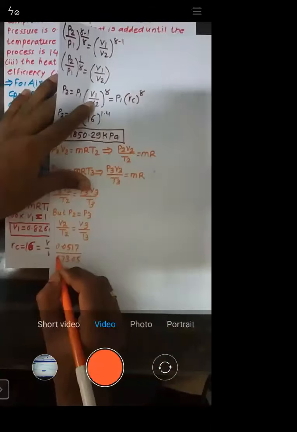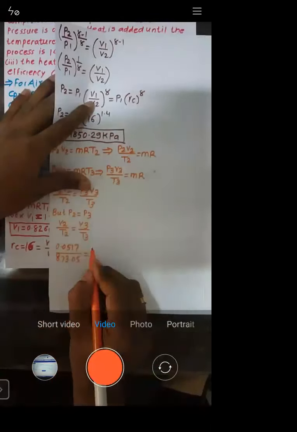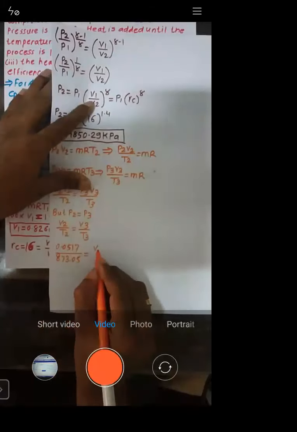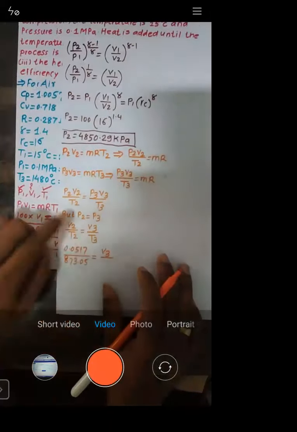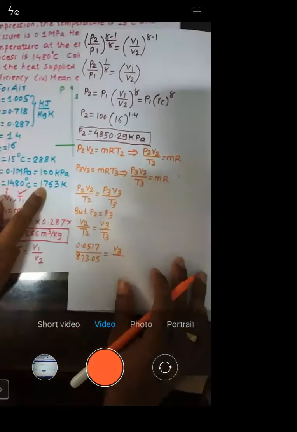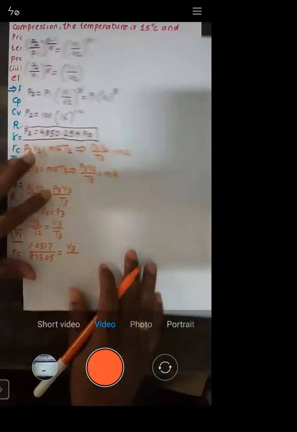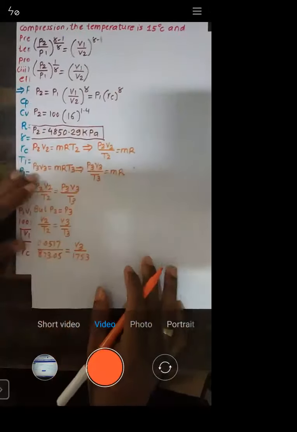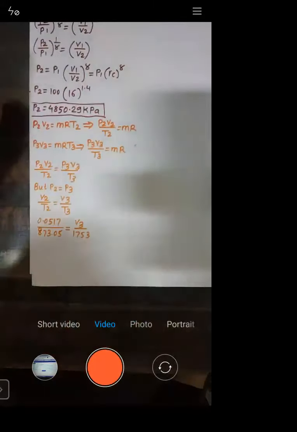873.05. You can see this 873.05 is equal to V3. V3 we don't know. V3 we are supposed to calculate. T3, the value of T3 is given in the problem: 1753 Kelvin, right? So from this we will get the value of which term? V3. We'll get the value of V3. So let us calculate that.